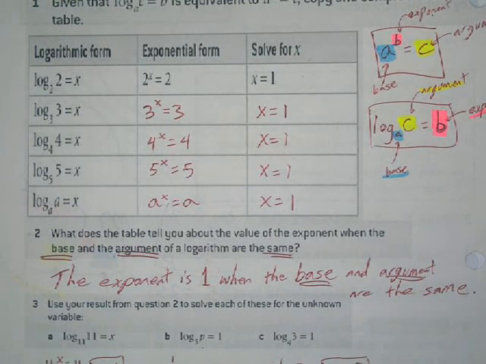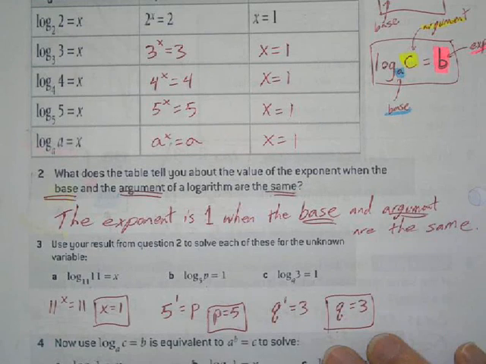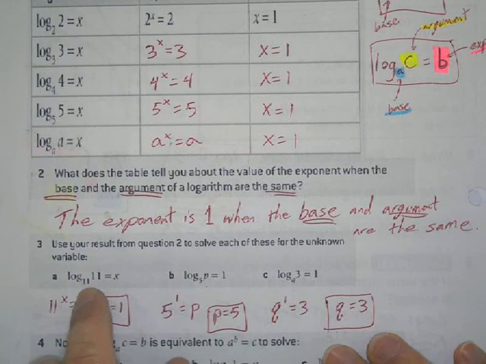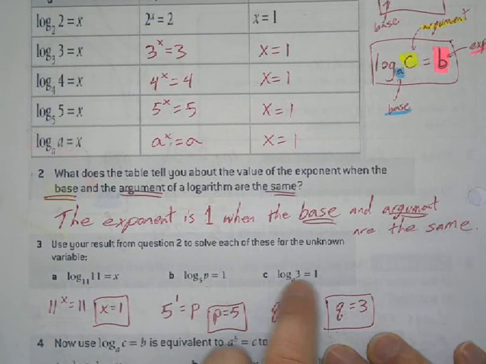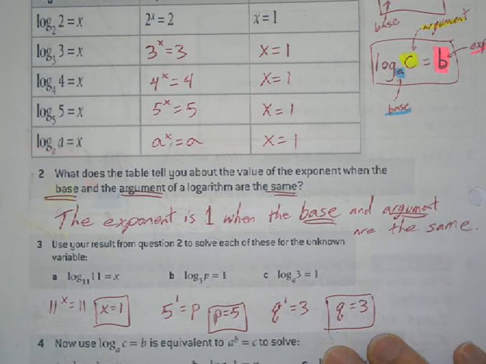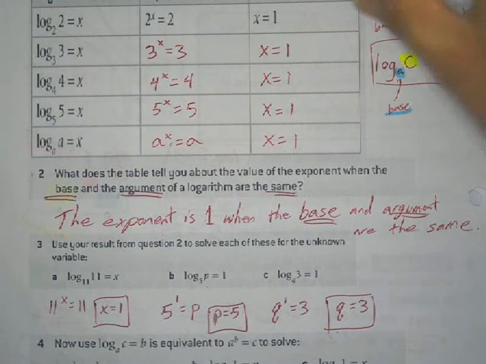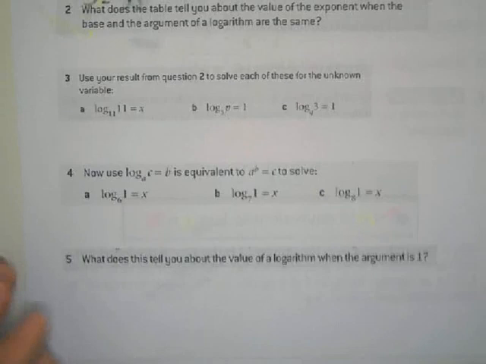Okay? So 11 and 11, we know that x is 1. 5 and p, we know that p is going to have to be 5. Q and 3, we know that q is going to have to be 3. Okay. Let's do number 4 together here.